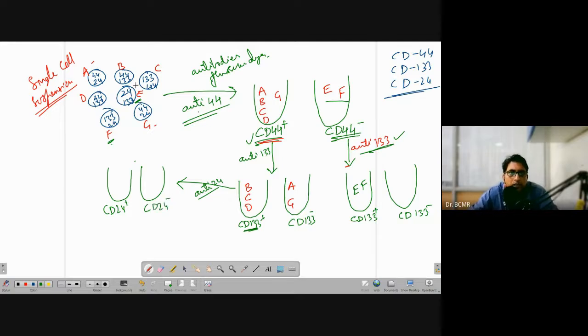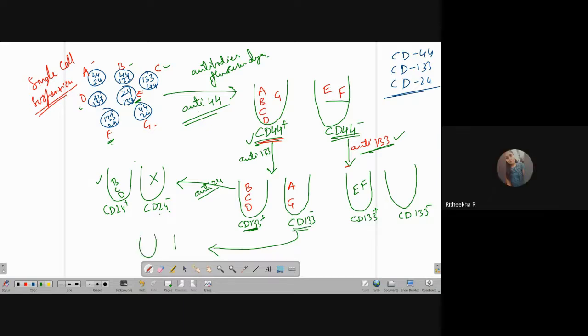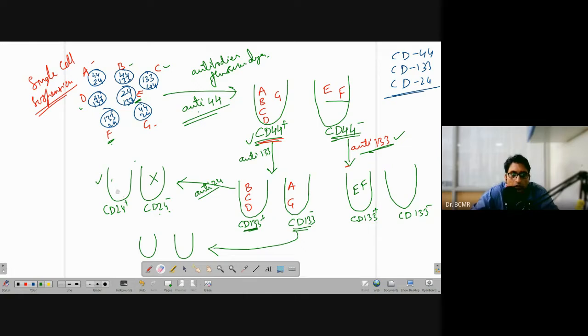So out of B, C, and D, all of them come in this category, and there are no CD24 minus. In the other CD133 minus population, if you check, B, C, D, there is no CD24 present. Yes, you're right. So they'll go into the other one, not here. So B, C, D are all CD24 minus.